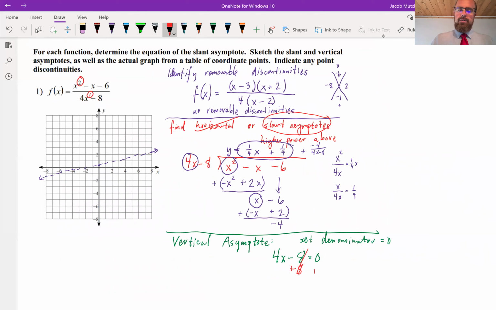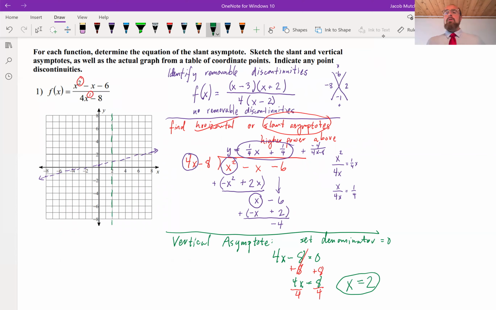And then once I do that, I get the intermediate form 4x equals 8. And then to get rid of that coefficient 4, I'm going to divide both sides by 4. And I have a vertical asymptote equation of x equals 2. And I want to incorporate that here along with my slant asymptote. So at positive 2, I'm going to sketch in a vertical asymptote.